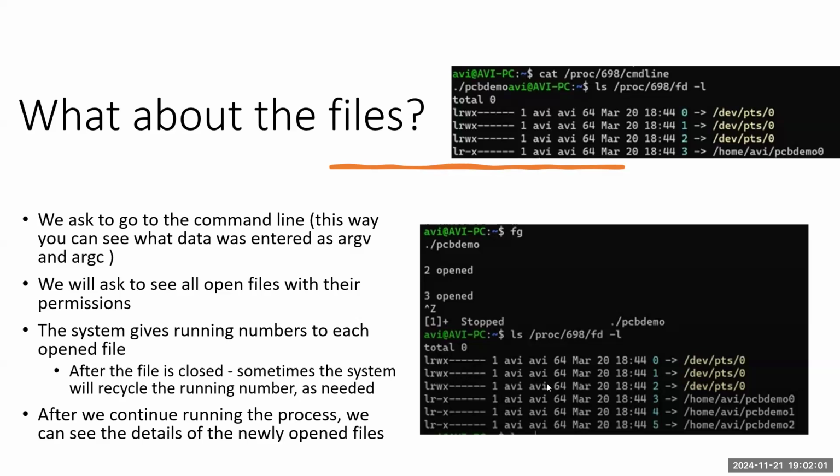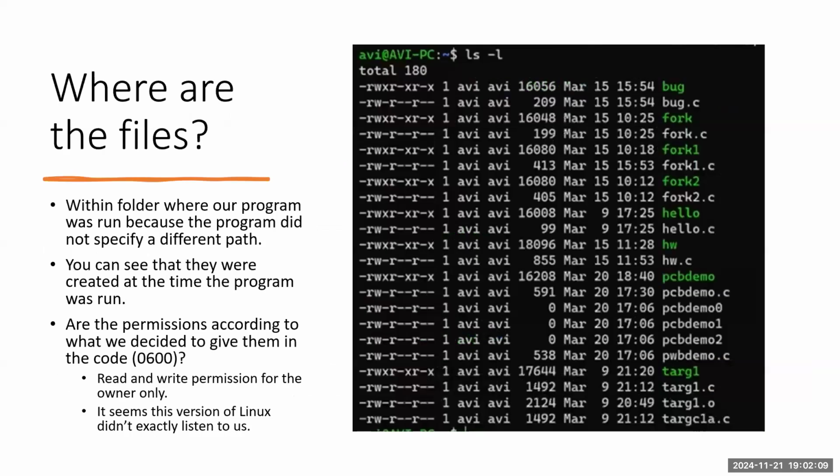So we're just showing you that the operating system is keeping track of how many file descriptors we've created and what files are open. Where are the files? Well, the files are obviously going to be in the folder where we ran the program, which is our home directory. So we were in Obvi on Obvi PC, and we do ls, and here they are.